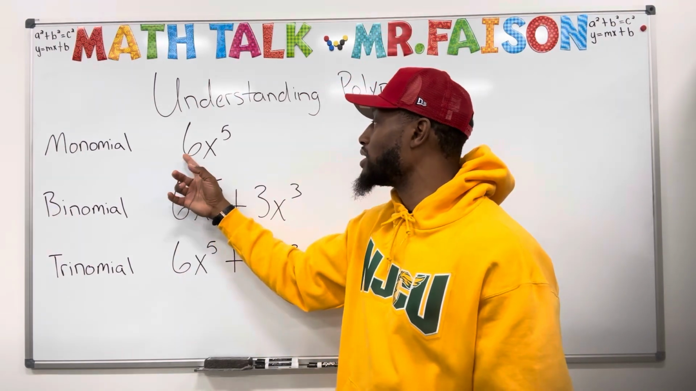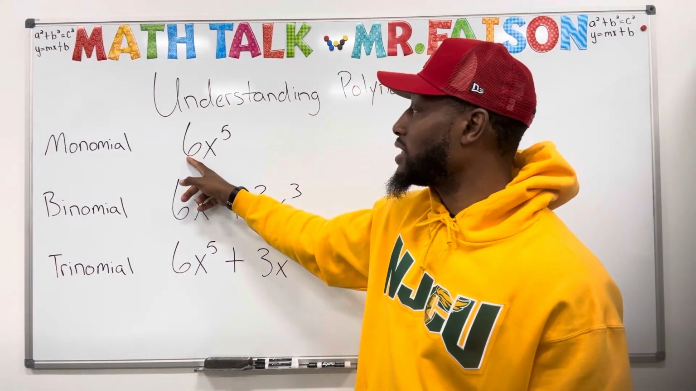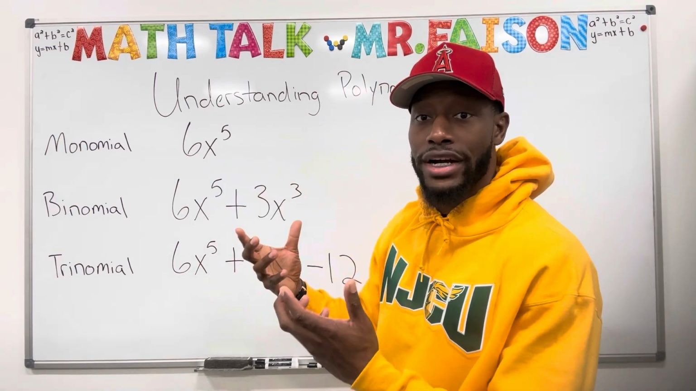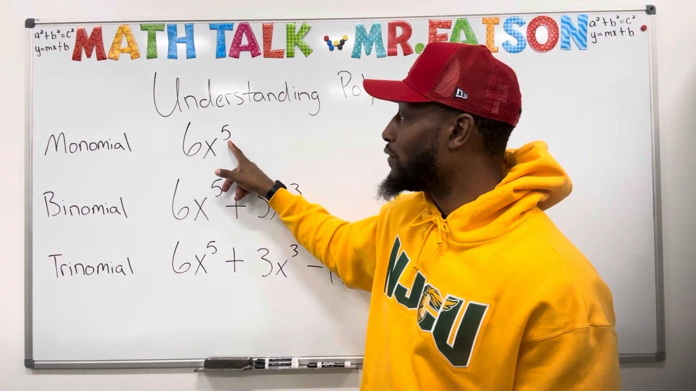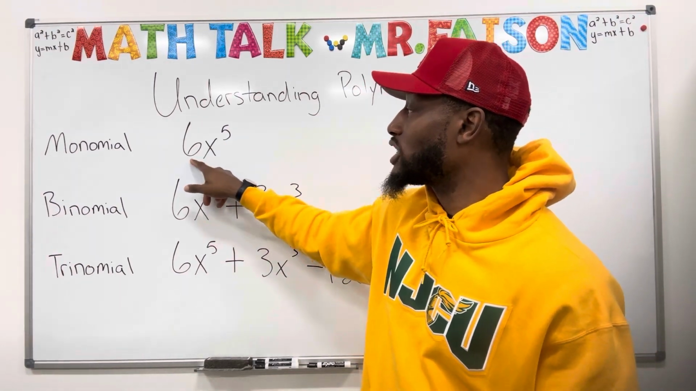So we look at it, we have just 6x to the fifth. Once again, we see that 6, that's going to be our coefficient. That x is going to be our variable. Remember, the letter is the variable. And that small 5 we see up top is going to be our exponent. Remember, this is our coefficient because it's next to a letter.